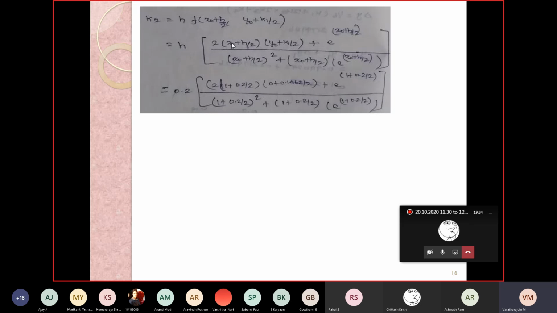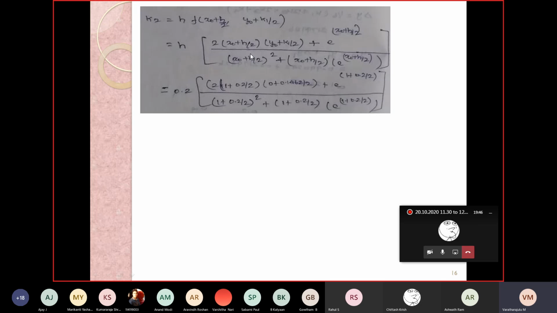Now find the value of K2. The thing is, we need to adjoin h by 2 and k by 2 in accordance with the x naught and y naught. You do it patiently. It will take time, but no issues. We will solve one by one, get the values individually and then try to solve. Here, x naught plus h by 2 and y naught, in 2xy plus e power x, and x square plus x into e power x. That was the formula. You join your h by 2 with x naught and k1 by 2 with y naught. Therefore, we will get this equation.